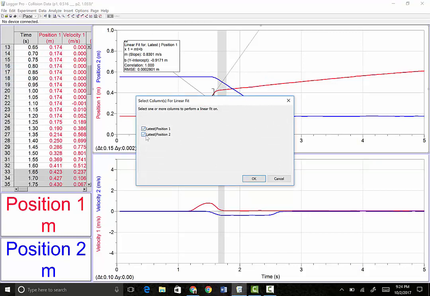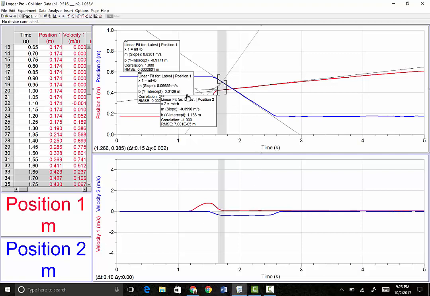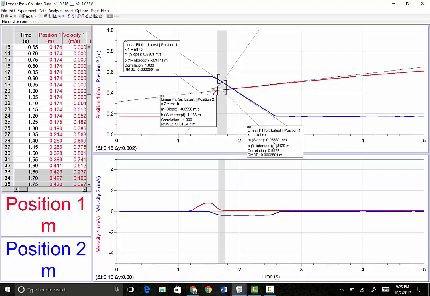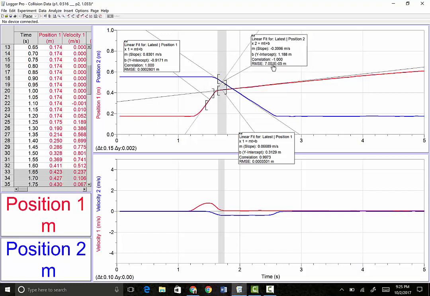That's for cart 1 and cart 2 in this case, because I know cart 2 is now moving where before cart 2 was at rest. So I get that, and for cart 1 I can put that off to the side right there, and cart 2 right there, and I can take the slope, which is the velocity for cart 2 and the velocity for cart 1.